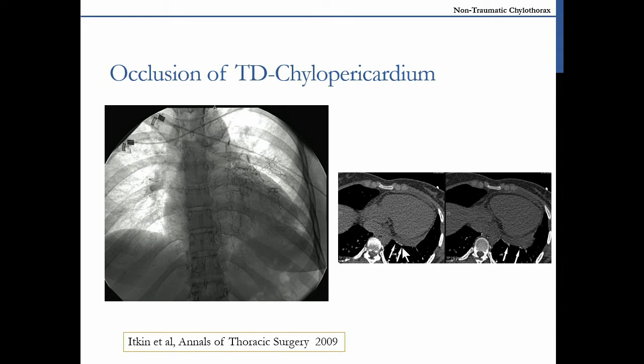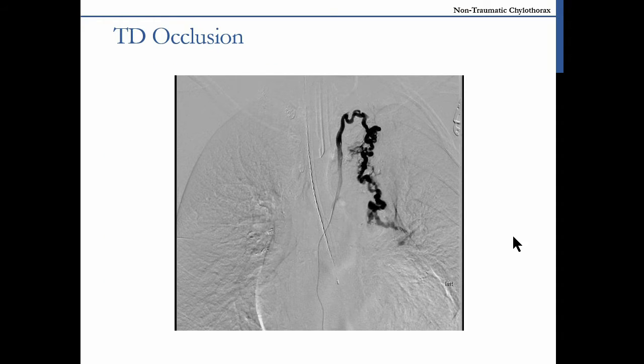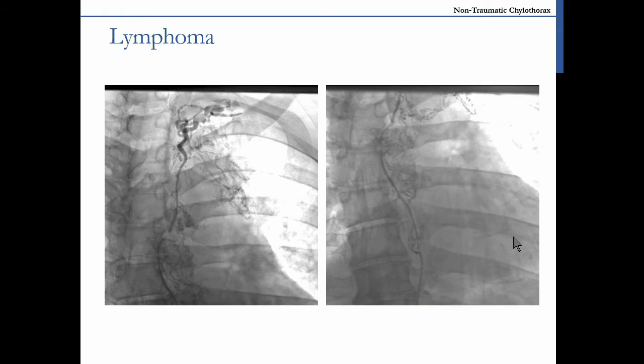These small dots show the occlusion of the thoracic duct here, with flow of lymph alongside the pericardium, and all these dots are actually contrast in the pericardial lymphatics. So one of these lymphatics is leaking. This is another example of congenital occlusion, lymphoma, the same thing, occlusion of the lymphatic vessels.